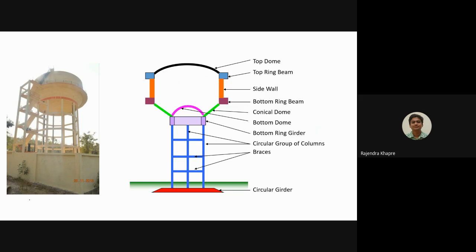Different components are there, like we have to design the top dome, then the top ring beam, then the side wall, or we can also call this a container wall. Then we have a bottom ring beam, then we have a conical dome, and lastly the bottom dome. So all these components combined are part of the container. Container means the water is contained in this particular structure. Okay. The rest of the portion is basically a support system, which consists of the bottom ring girder, columns, braces, and a foundation. Okay. So there are roughly 15 components to design as far as this Intz tank is concerned.